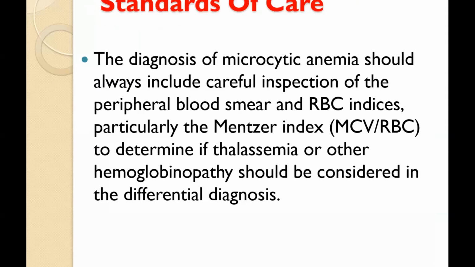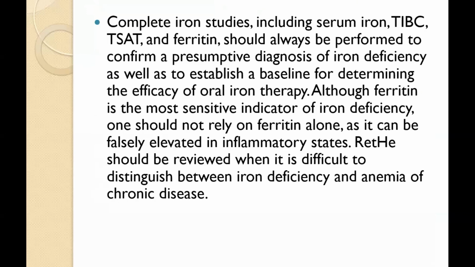Whenever we are performing CBC, wherever we are suspecting something, there are certain indices also, like Mentzer index, MCV divided by RBC. If it is more than 14, it is suggestive of iron deficiency. If it is less than 14, it is suggestive of some hemoglobinopathy trait.